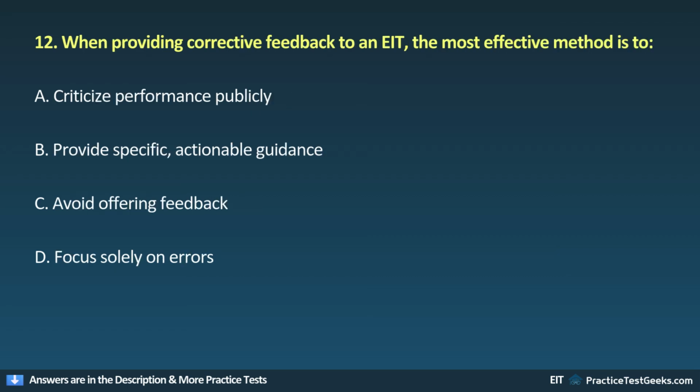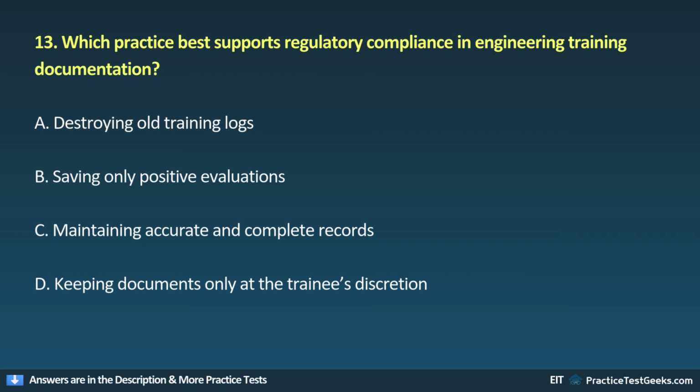12. When providing corrective feedback to an EIT, the most effective method is to A. Criticize performance publicly. B. Provide specific, actionable guidance. C. Avoid offering feedback. D. Focus solely on errors.